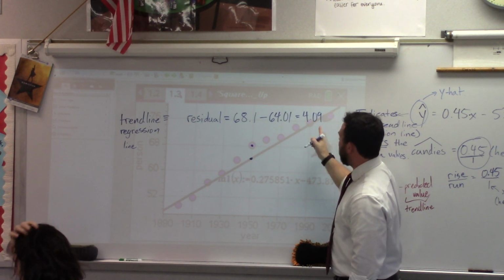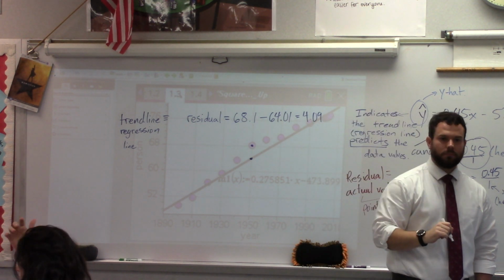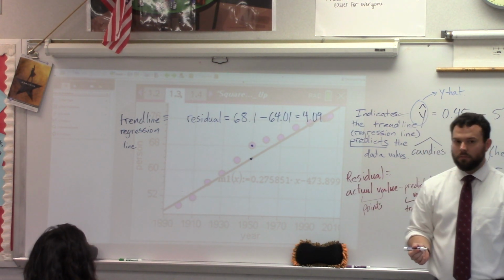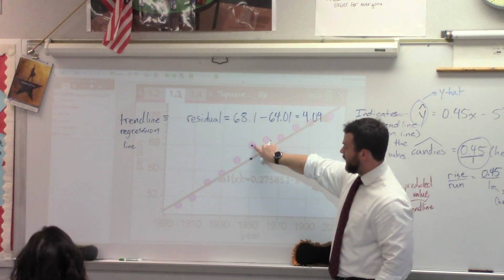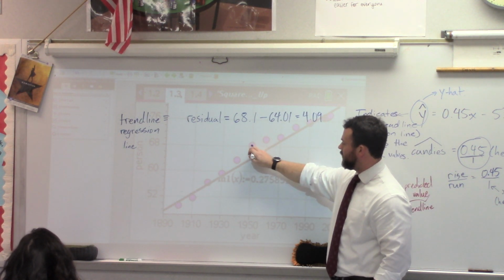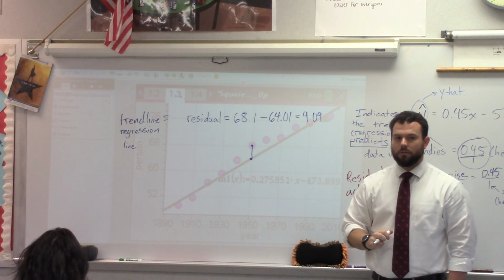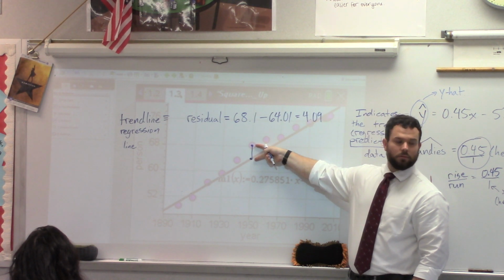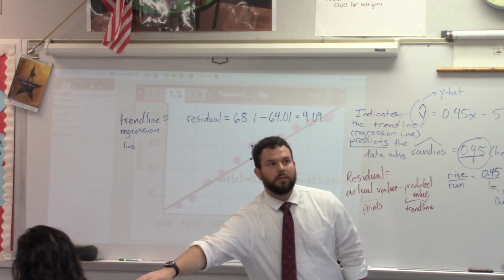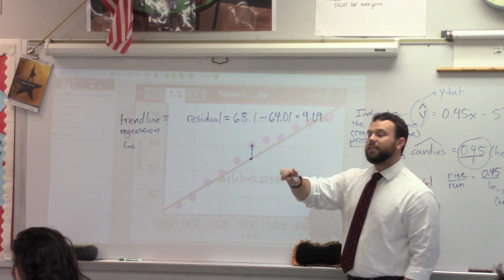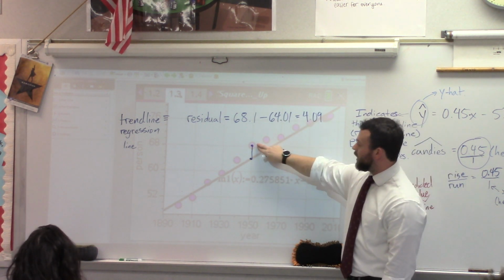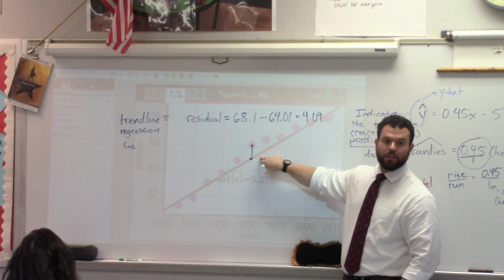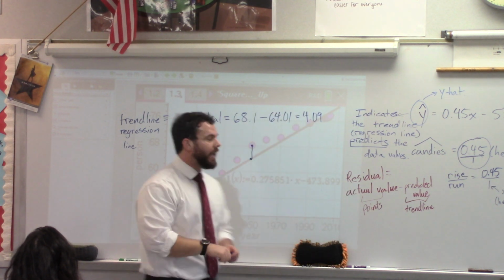4.09. What is that 4.09 describing? The residual. But what is a residual? That was the actual value. I subtracted the predicted value. The residual is the value you get from subtracting. The distance between the 2 points. It's a distance between the actual point and the predicted, or the trend line, right? That's what we're calculating. Make a note to yourself.